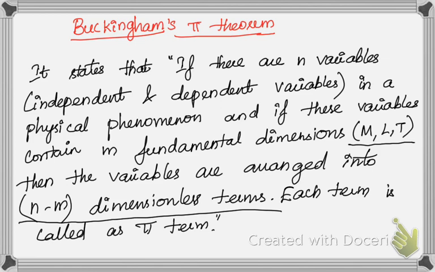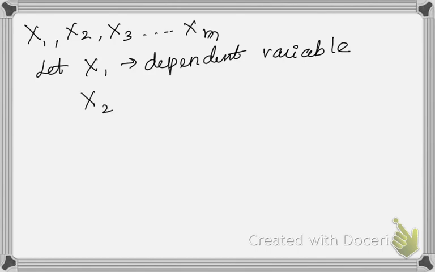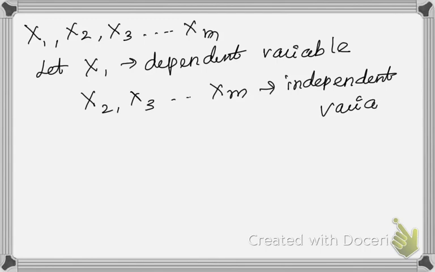Say for example, x1, x2, x3 up to xn are the variables involved in a physical phenomenon. Imagine that x1 is the dependent variable, and all the other terms, x2, x3 up to xm, are independent variables. So x1 depends on x2, x3 up to xm.